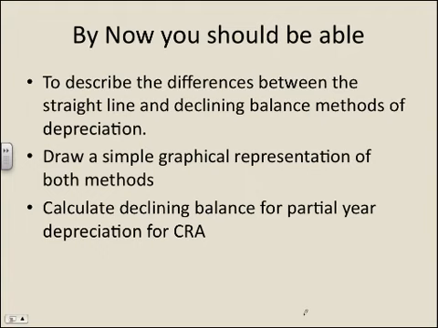So by now you should be able to do a lot. We are finished the entire accounting cycle for a service company. With respect to this video, you should be able to describe the difference between the straight line and declining balance method. So the two graphs, one would be straight line, the other one would be declining balance, and that's the depreciation expense. So there's your simple graphical representation. And you should be able to calculate the declining balance for a partial year using that 50% rule, the CRA. You should also be able to do it using proration too.